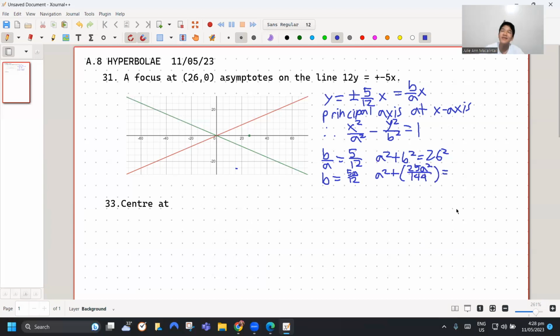Paano kasi mag-square? 22 times the... Gano'n. 26 square is 13 square times 2 square. Wag mo na siyang i-simplify. Iwan mo siya in that form. So 13 squared times 2 squared. Okay. So 169 times 4.